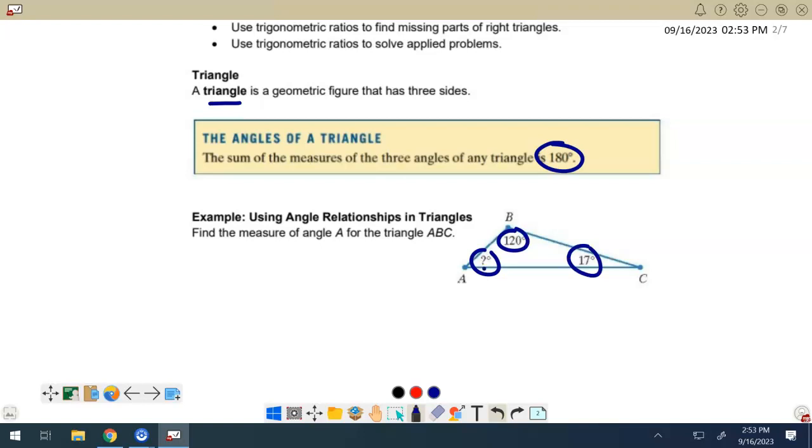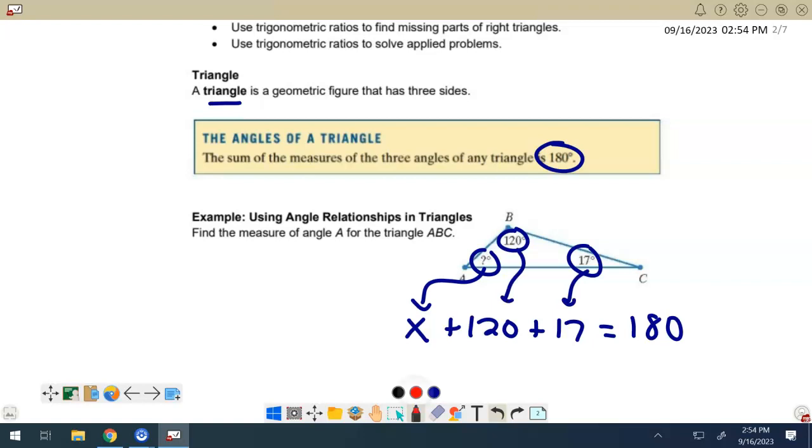So what you might do is let the unknown angle be represented with the letter X. So remember, we were doing that back in Unit 1 with word problems. If you have an unknown value, you let X represent that unknown value. And then we'll add to that the other two angles, 120 and 17. And according to this rule, the three angles have to add up to 180 degrees. And then you just solve that equation for X.